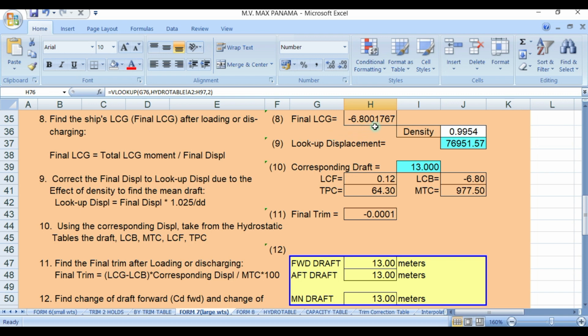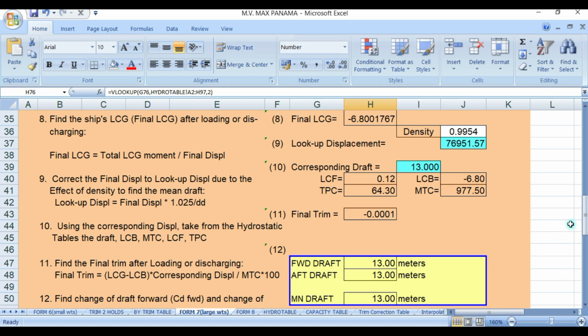Negative 6.80 minus your LCB, minus this one, which is almost the same, times corresponding displacement, times your displacement, this one, 76951.67, and over MTC, over 977.50 and times 100. The value of this formula will be, your final trim will be 0.00, meaning there's no trim, even keel.